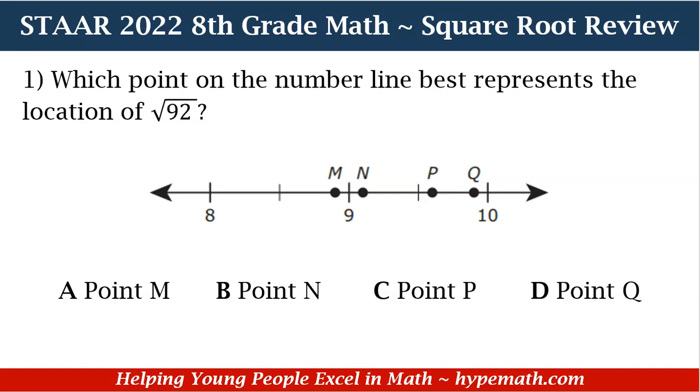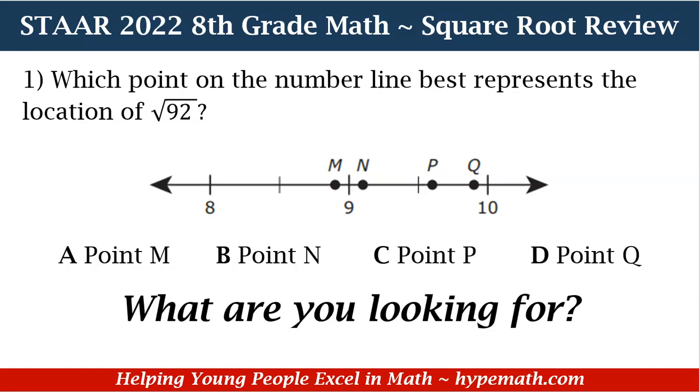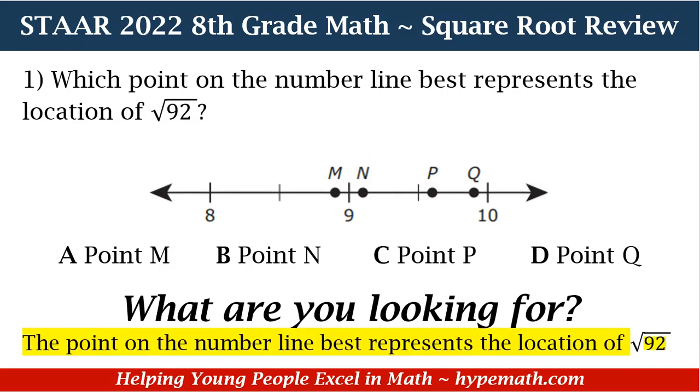Okay, so we again are looking for the square root of 92. The first question we need to ask ourselves is, what are we looking for? Very important question. Most critical question. We are looking for the point on the number line that best represents the location of the square root of 92. Now, with what we have right now, we can't really tell that, right? Because the square root of 92 is not a perfect square, and so we can't immediately say what answer choice is correct.